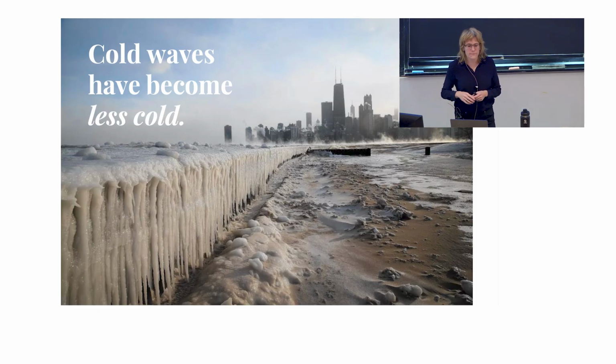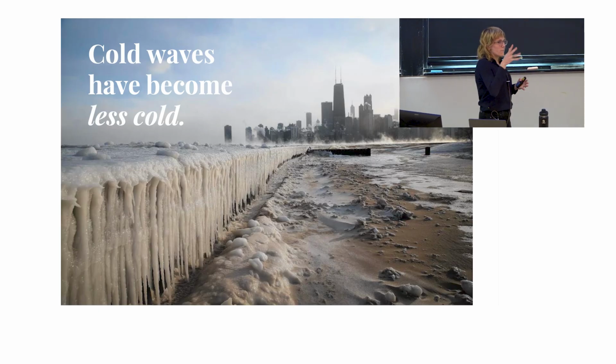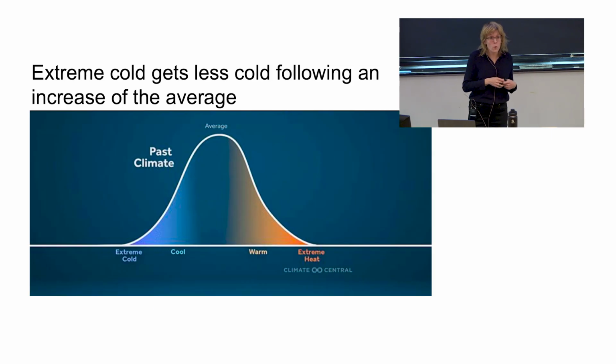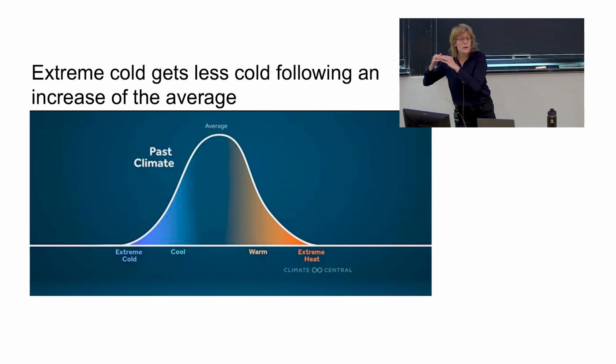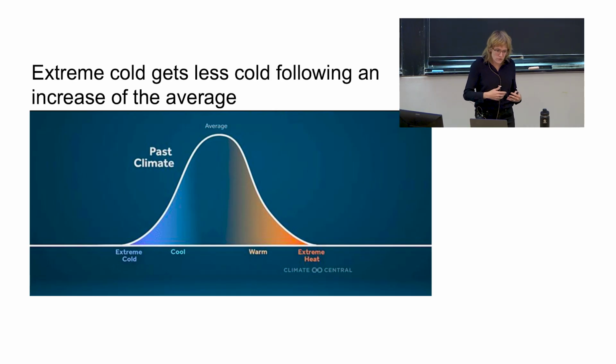And this matters greatly for us, obviously, in Chicago. So let's think about this kind of straightforwardly. If we just think of a bell-shaped temperature distribution, in the past we had some extreme cold, and if we're just following an increase of the average without changing the shape, then we would expect that these extreme cold events would be fewer. And I'm going to show you work that has actually quantified this.